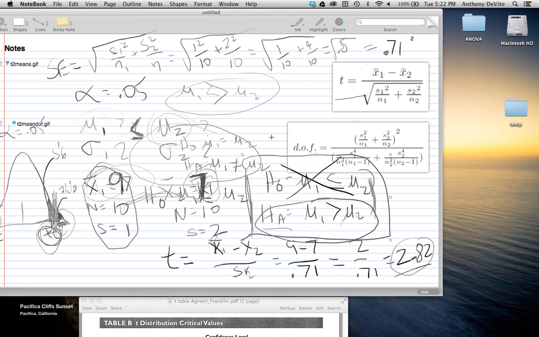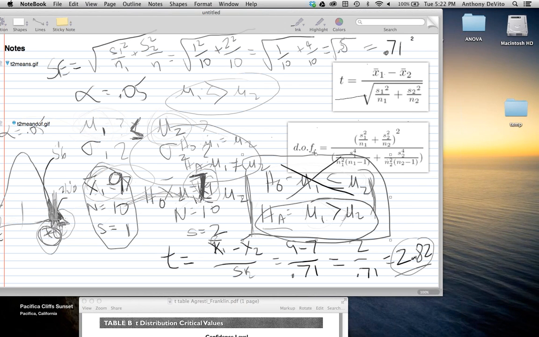Why I'm using 9 is because it's difficult for me to calculate by hand this calculation for degrees of freedom. You could do it, and you'll get the number that you should be using for degrees of freedom. However, I don't want to kill all that time right now.